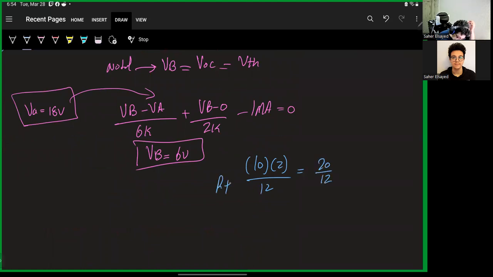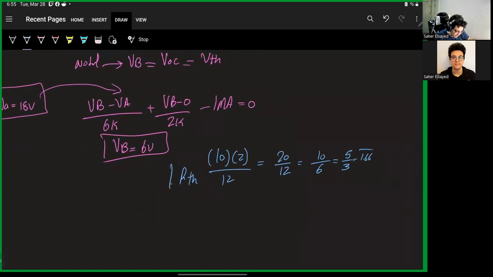That's our R Thevenin, which is what? 10 over 6, which is 5 over 3. What is 5 over 3? 1.5, right? 1.6, 1.5. Let me check the calculator. Sorry, my brain is not working very well right now. 1.6, yeah, which is the right answer. So this is how you find your R Thevenin.